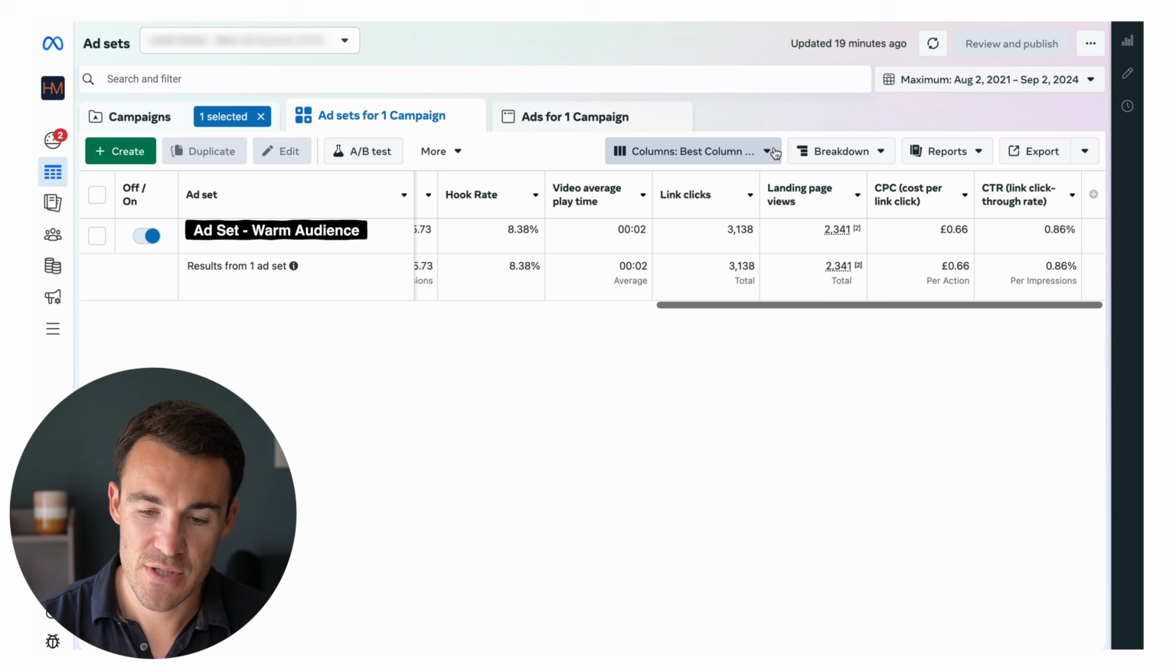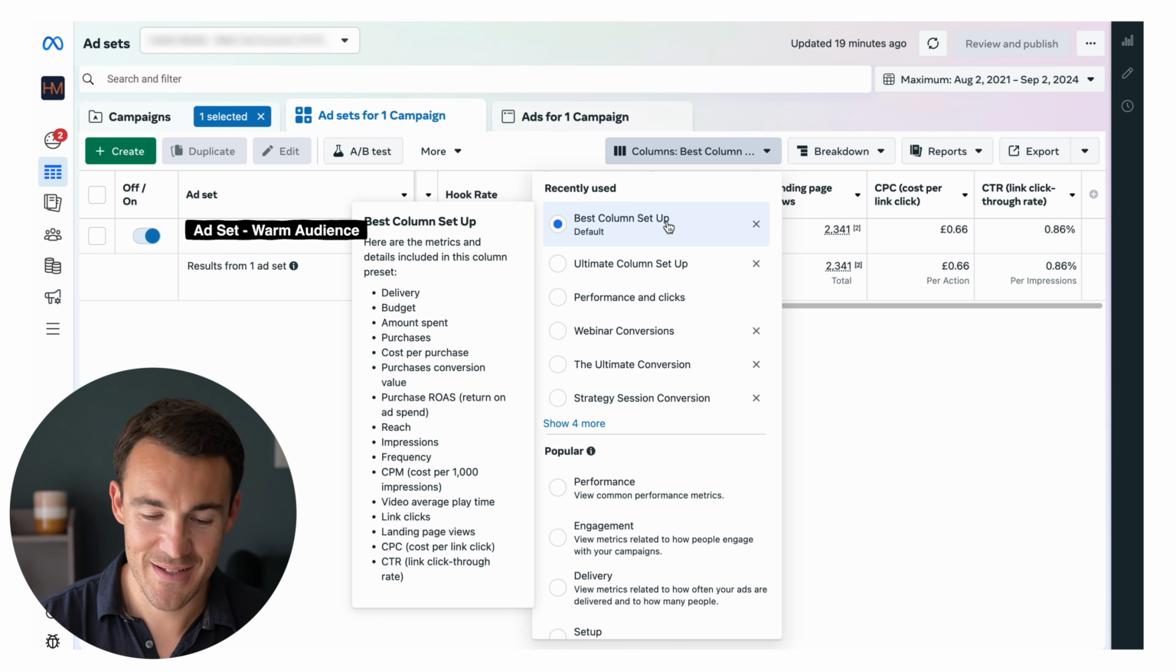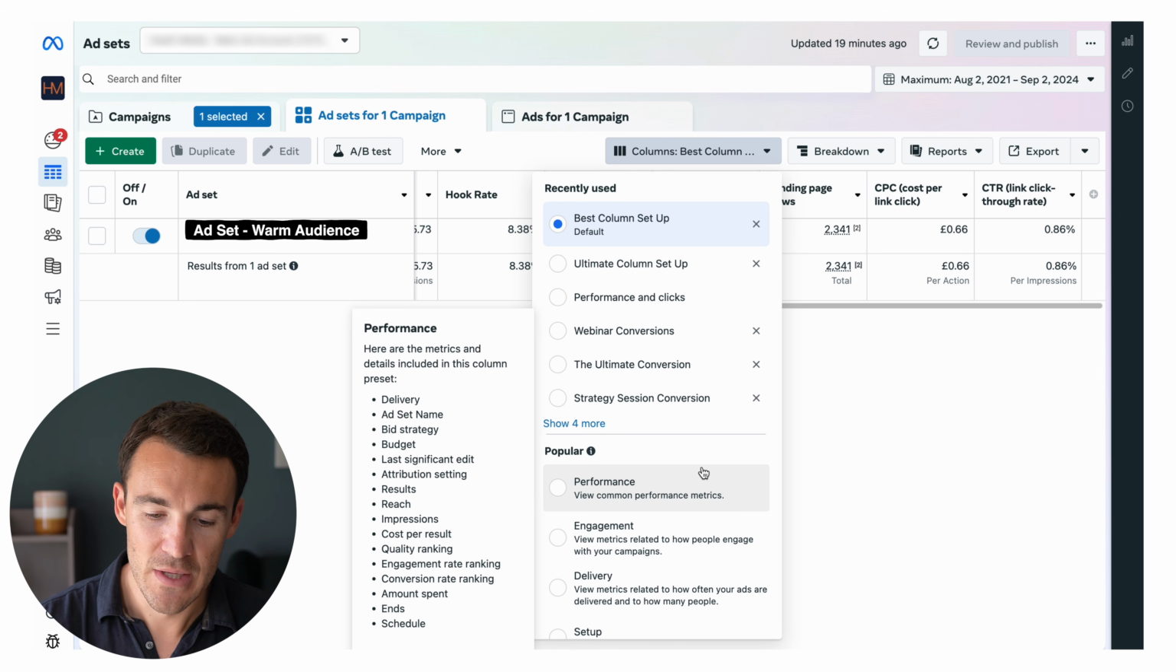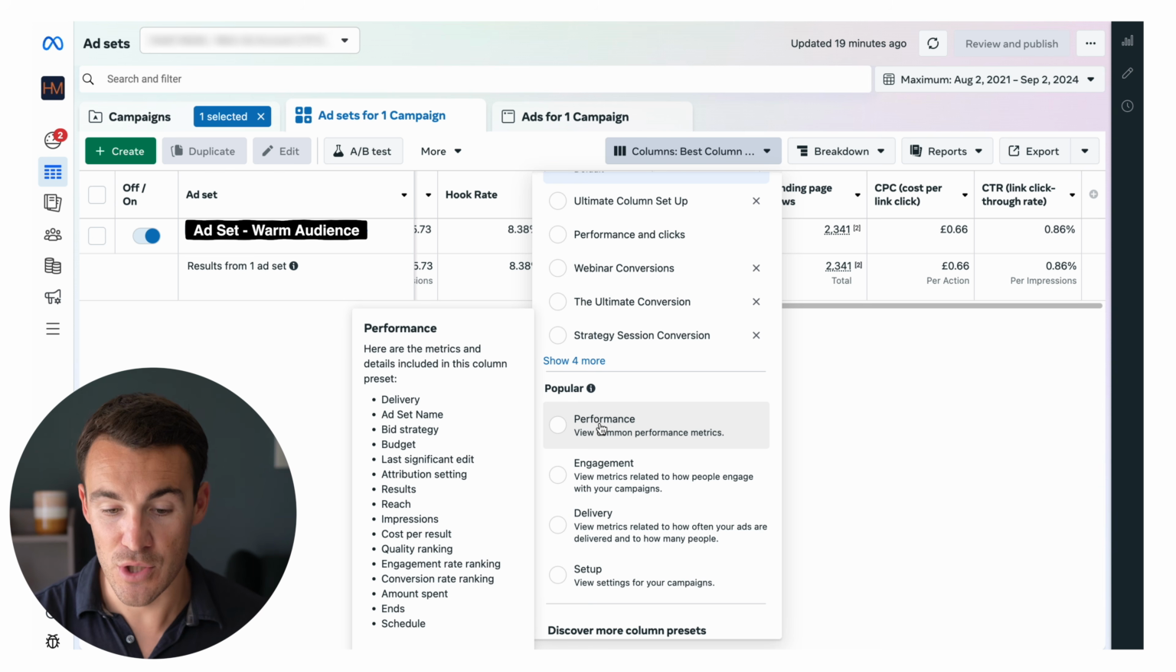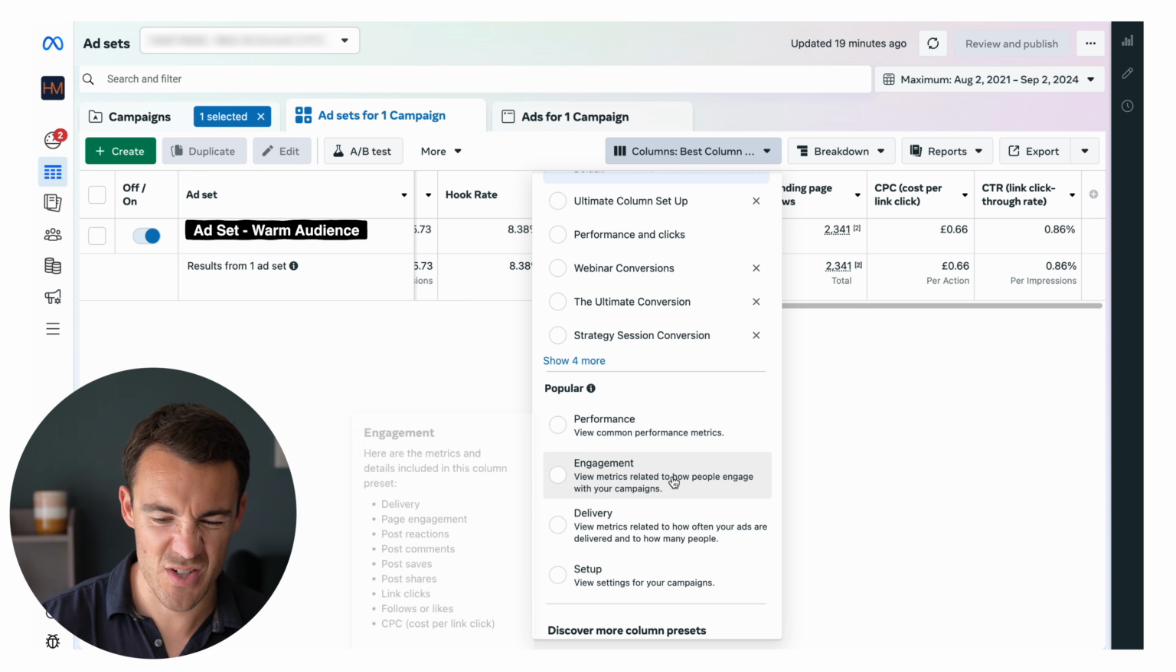You just come in here on columns, and you can see I've got this called best column setup, which is what we're using as a default. But there are presets that you can use that Meta put together, performance, engagement, etc. I'd recommend creating your own.